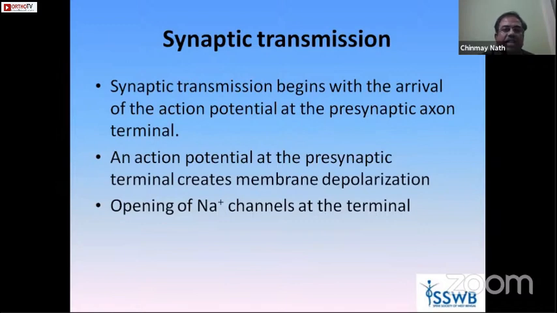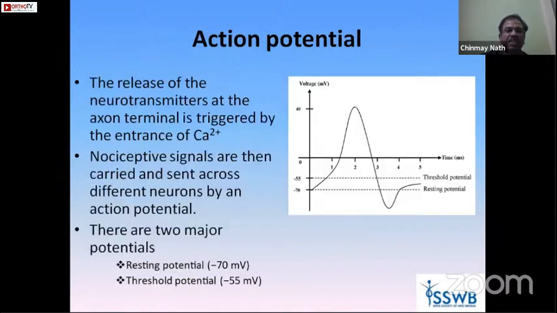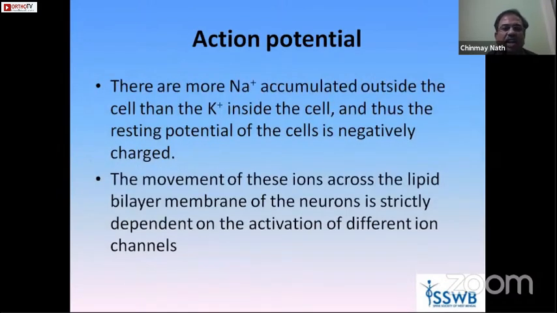Synaptic transmission begins with the arrival of the action potential at the presynaptic terminal, which I have already told. An action potential at the presynaptic terminal creates membrane depolarization, which opens the sodium channels at the terminal. This is the action potential; it may be resting potential or threshold potential. How is the action potential generated? There is more sodium accumulated outside the cell than potassium inside the cell, so there is negative charge inside the cell, which drives the action potential to be generated.